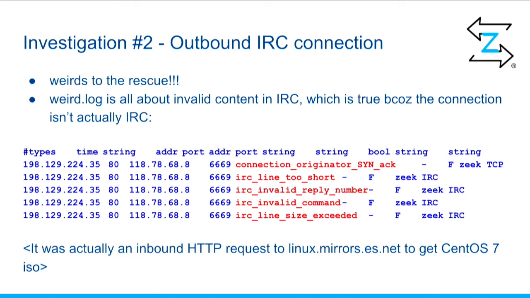We were able to find the PCAP, and then we were looking into the PCAP. It's just like Zeek just missed the first SYN packet. That's why it reported it as an outbound IRC connection. So it was a pretty legit inbound connection. And the poor guy from China was just trying to get the CentOS 7 ISO image from our server. So that was the actual connection, proper handshake and everything.